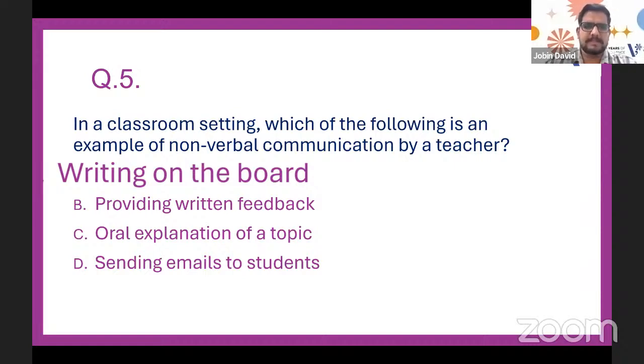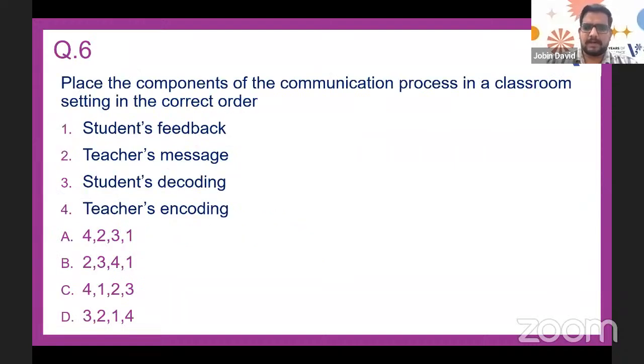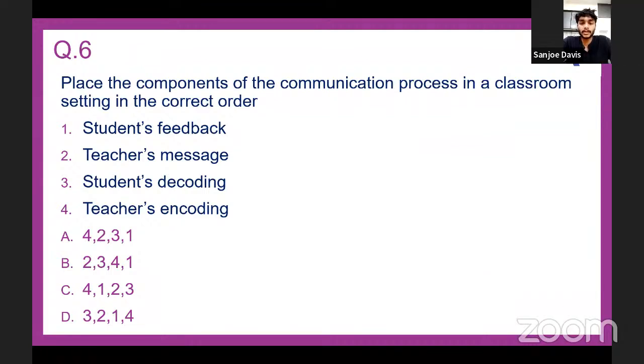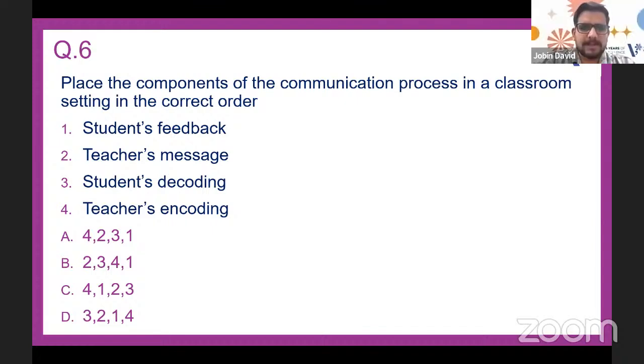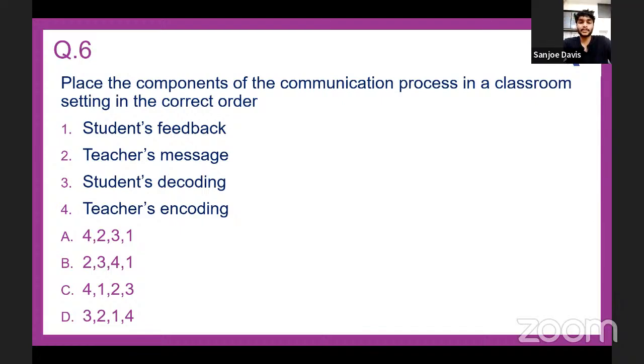Okay, so we have the next question. Question number 6. It's your turn to read the question, Sanjo. Place the components of the communication process in a classroom setting in the correct order: students' feedback, teachers' message, students' decoding, teachers' encoding. So what will be the first one, obviously? It's encoding. We have to decide what message to send.